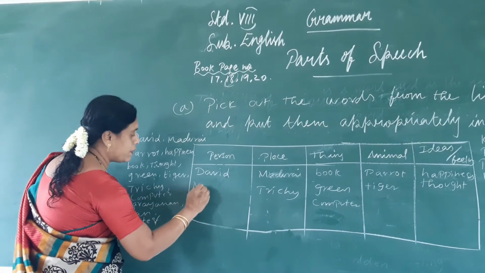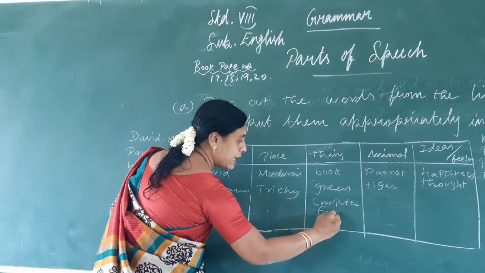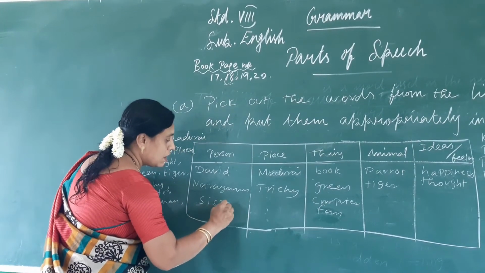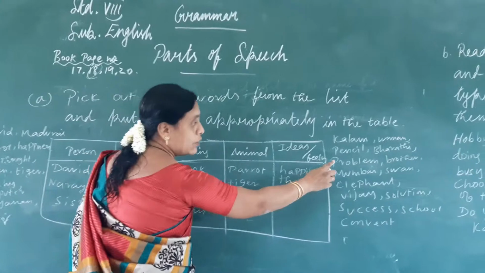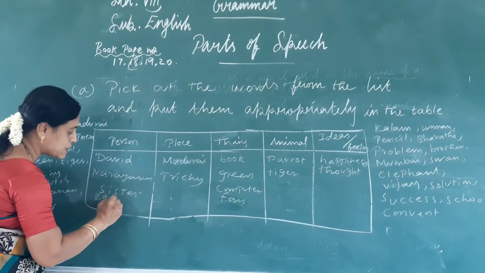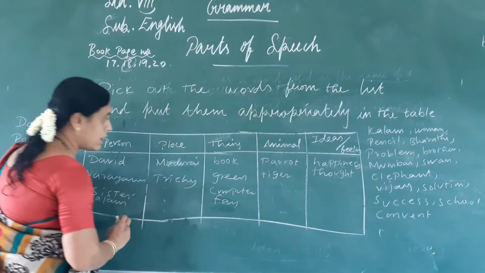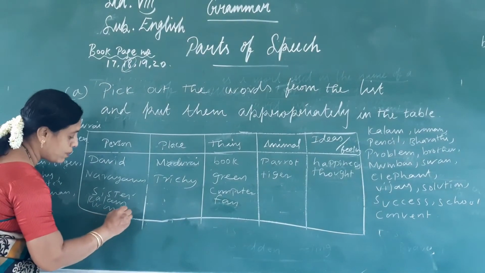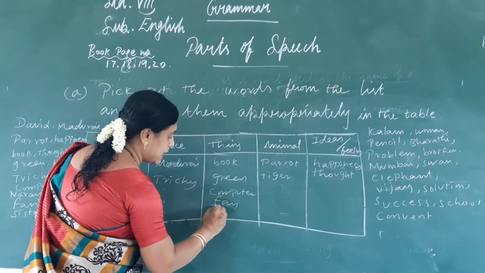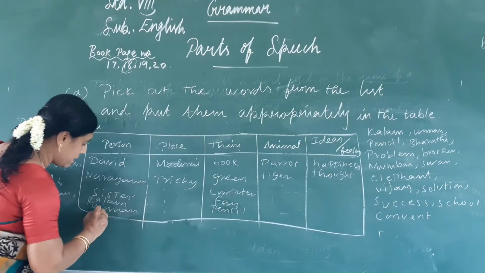Narayanan, the name of the person. Here fan is a thing. Here sister is a person. And now see here on the right side: Kalam is the name of the person, you write it under the person table. Next one is woman, you can write woman here. Next one pencil, here pens, pencil. Here Bharati, you write the name of the person.